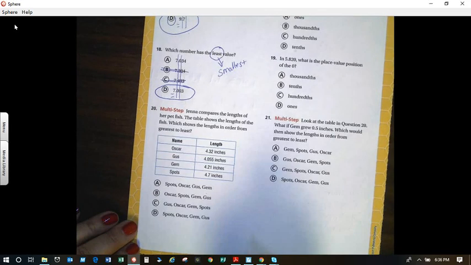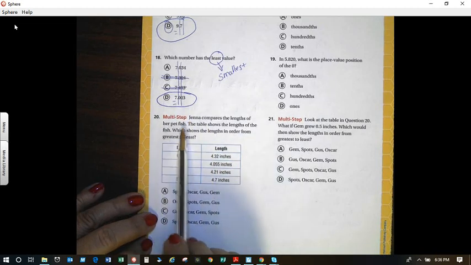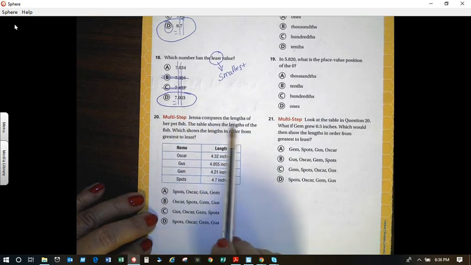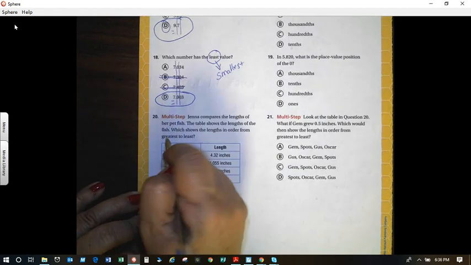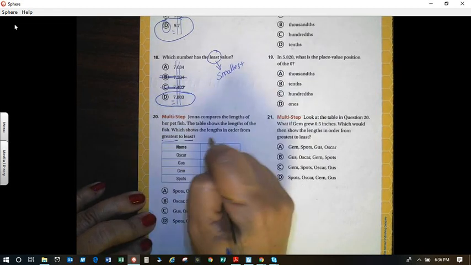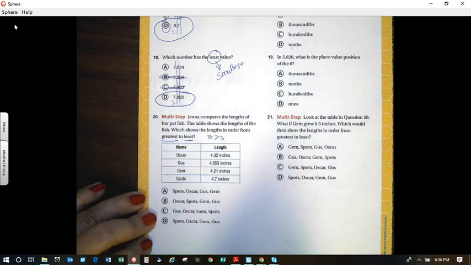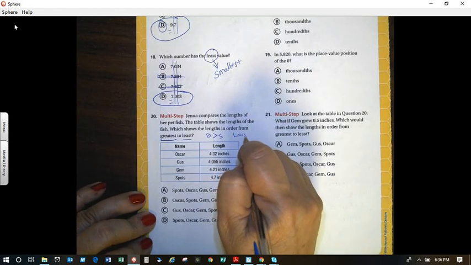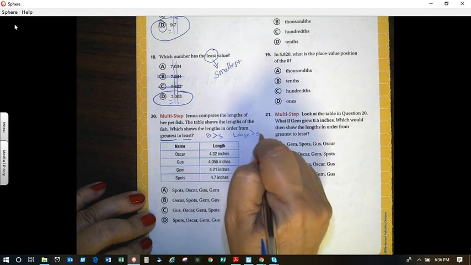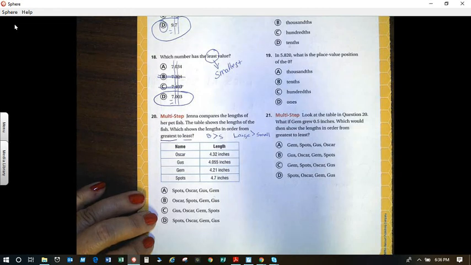Multi-step problem. Jenna compares the length of her pet fish. The table shows the length of the fish. Which shows the length in order from greatest to least? Okay? So I need to go from biggest to smallest. I need to go from largest to small. So if you're still getting confused, write it out so your brain can comprehend and understand that.